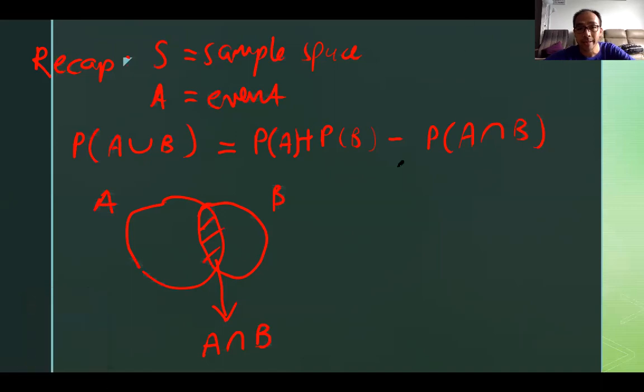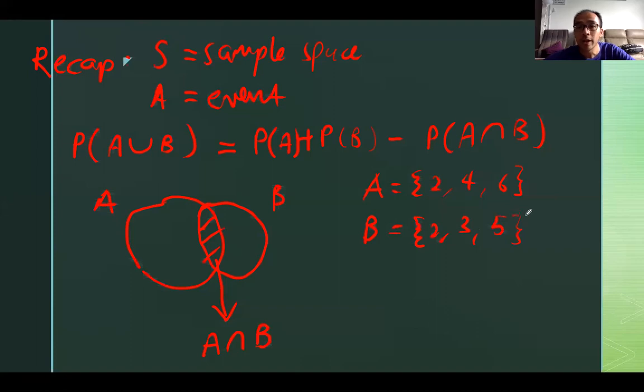So for example, event A is getting an even number, so A will be 2, 4, and 6. Let's say that the event for B, I set as getting a prime number. So what are the prime numbers on the dice? This is what you learned in Form 1, which you must remember here. The first prime number is 2, the second one is 3, and the third one is 5.